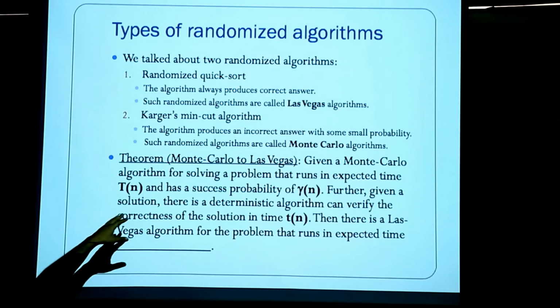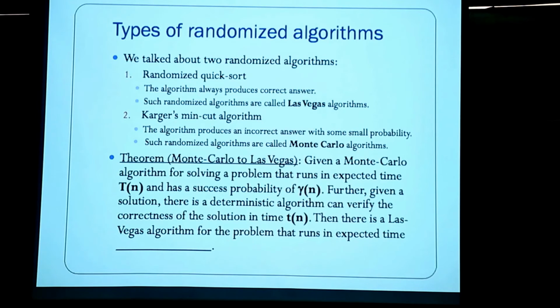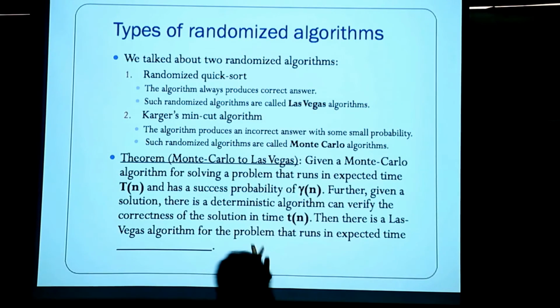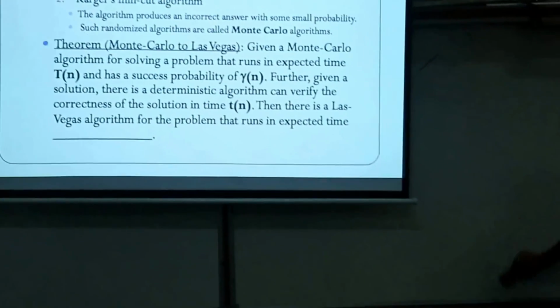Let's see that relationship. We have the following theorem, and I'll ask you to fill in the blanks, fill in what should be there in this particular theorem. You are given a Monte Carlo algorithm for solving a problem that runs in expected time t(n) and has a success probability of gamma(n). Further, given a solution, a deterministic algorithm can verify the correctness of the solution in time t(n). Then there is a Las Vegas algorithm for the problem that runs in expected time... Can you complete this theorem? It's a longish statement, so just parse it and let me know what the blank should be.